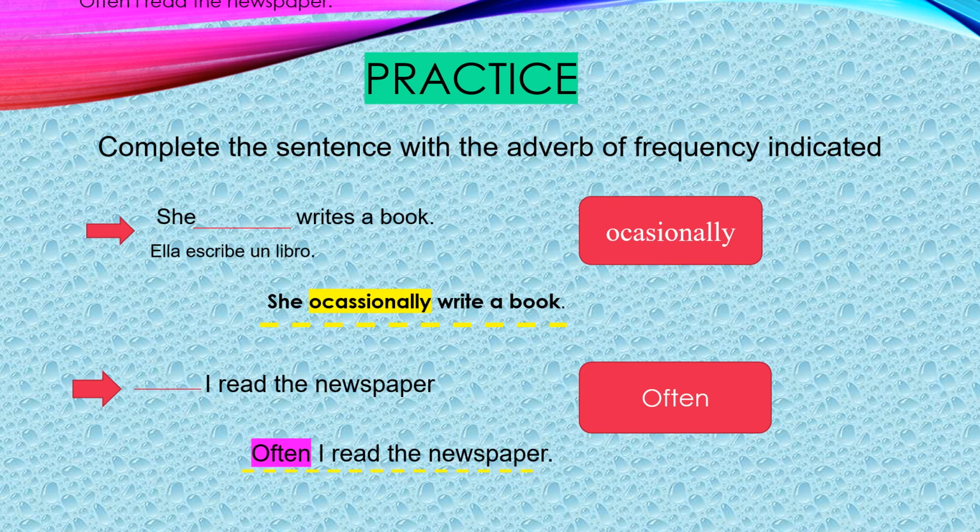Okay, so let's see the second sentence. I read the newspaper. Okay, but here we have a space at the beginning of the sentence. That you can use the adverbs of frequency at the beginning or at the end. Very good. So, okay, very good. So often I read the newspapers.